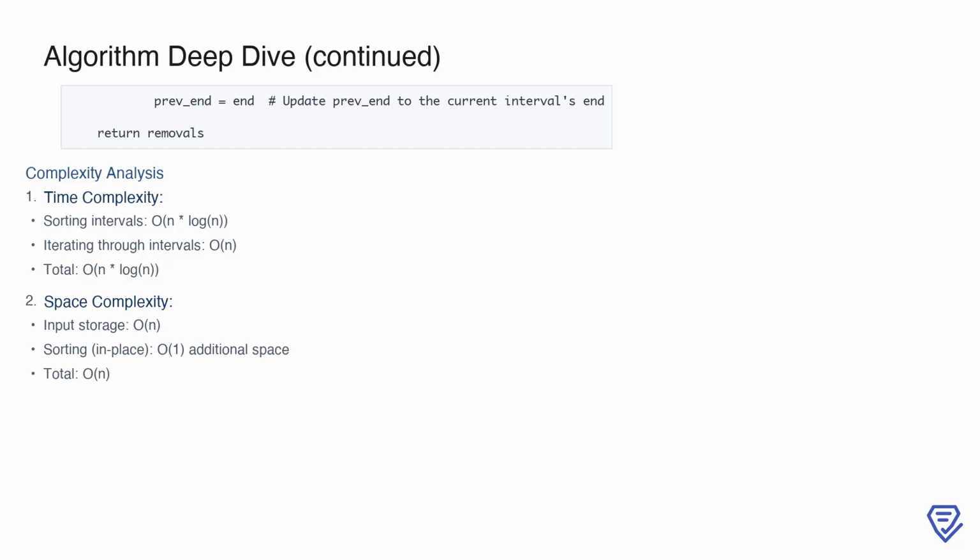The space complexity is O(n) for the input storage, but the sorting is done in place, requiring only O(1) additional space. Thus, the total space complexity is O(n). This makes the algorithm both time and space efficient for this problem.